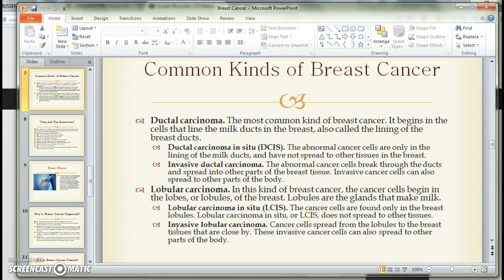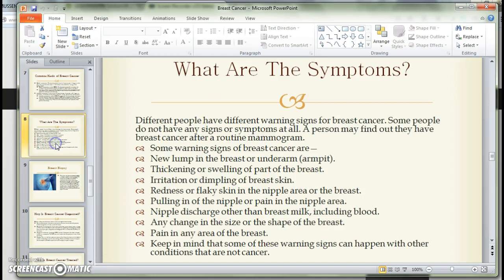Lobular carcinoma in situ, or LCIS: the cancer cells are found only in the breast lobules. LCIS does not spread to other tissues. Invasive lobular carcinoma: cancer cells spread from the lobules to the breast tissues that are close by. These invasive cancer cells can also spread to other parts of the body.